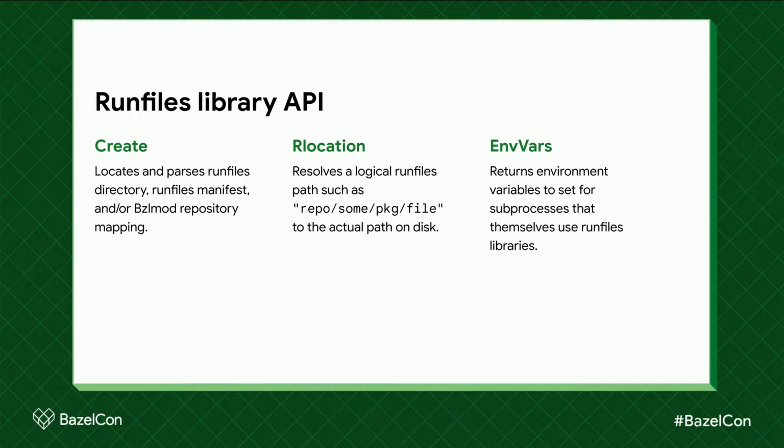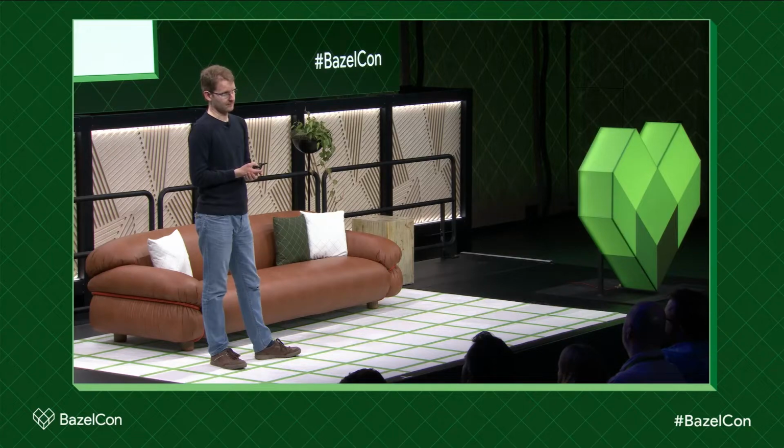You just run a function that's called n for nvars. It gives you a list of environment variables. And as long as you always, even if you think you don't need to, always set them for subprocesses, things will just work. And Runfiles libraries in these subprocesses will be able to find Runfiles as well.